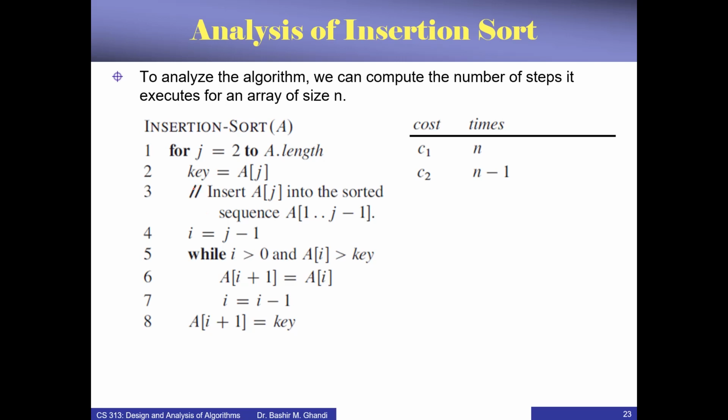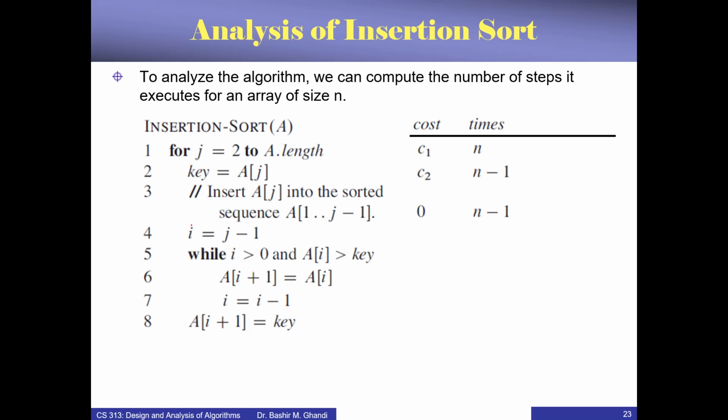The next statement is a comment. We don't normally count comments, so you can ignore this completely if you wish, or, as the book did, you can say the cost is 0. It will execute n minus 1 times, same as the number of times the body will execute, but because the cost is 0, eventually this will be 0 anyway.